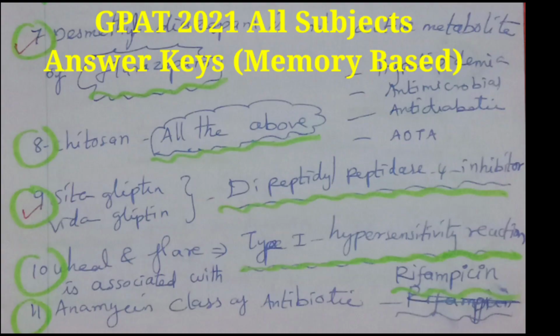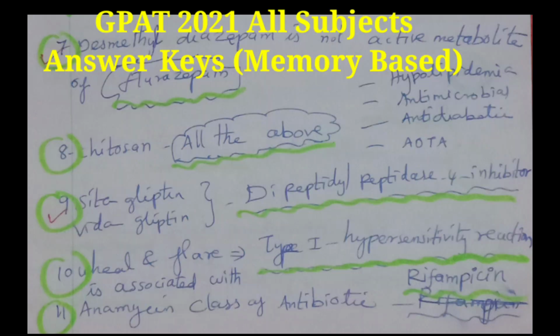The next question, P-glycoprotein found in epithelial cell lining of ileum or colon. Next question, desmethyldiazepam is not an active metabolite of flurazepam. Then chitosan, the uses: hypolipidemic, antimicrobial and antidiabetic? The answer will be all of the above, because chitosan has antimicrobial and antidiabetic activity and is used in hypolipidemia.